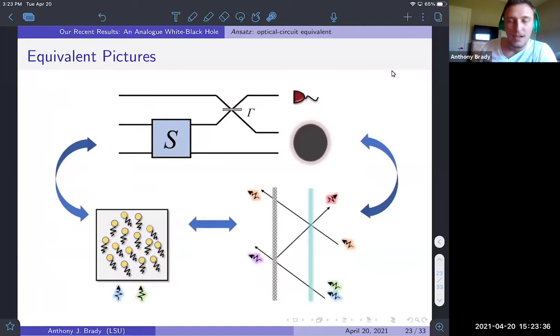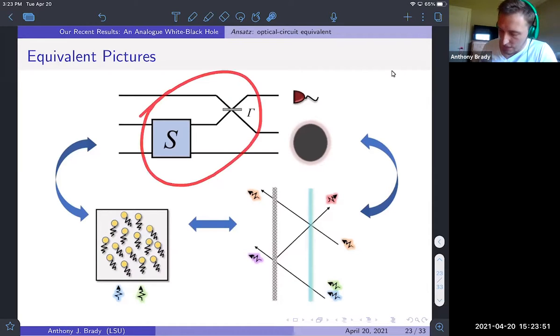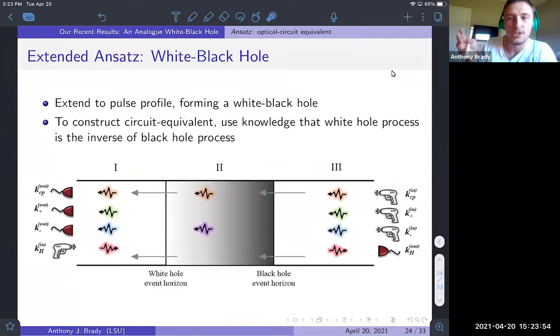Okay, so again, this is a nice thing because there are a bunch of equivalent pictures going on between the sort of mesoscopic physics here and the intuitive picture. And this Bloch-Messiah reduction really tells us that all of these pictures are equivalent ways of speaking of the same thing. So this is a very simple diagram, but it comes extremely useful, especially when we extend it to a white hole and a black hole. So we extend these results to a pulse with a leading edge and a trailing edge, and using some knowledge that the white hole process is actually just the inverse of the black hole process, or equivalently just using some symmetry arguments about the center, we can construct a similar sort of optical circuit for this case as well.